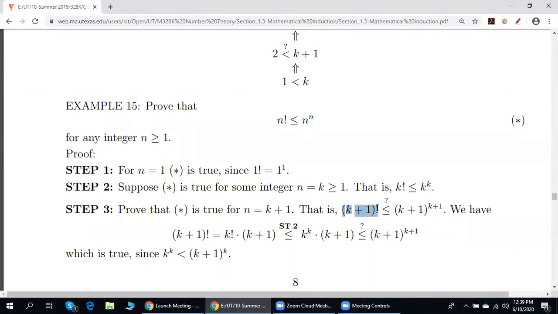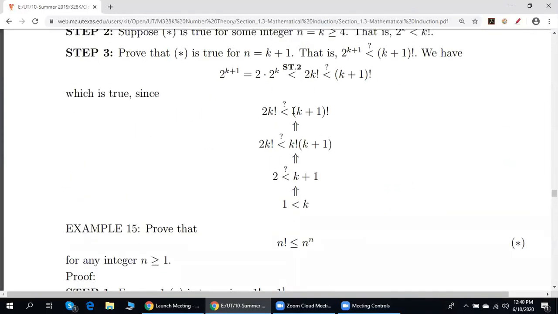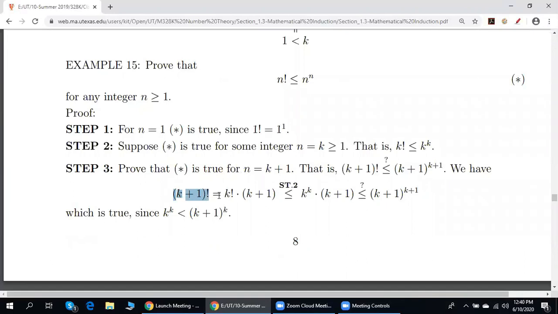Let us start from the left-hand side. Here is the left-hand side. As we discussed before, remember I said here that k plus 1 factorial is k factorial times k plus 1. Now, if we multiply both sides of the step 2 inequality by k plus 1, the left-hand side becomes this, the right-hand side becomes this. So this is lesser or equal to this by step 2.